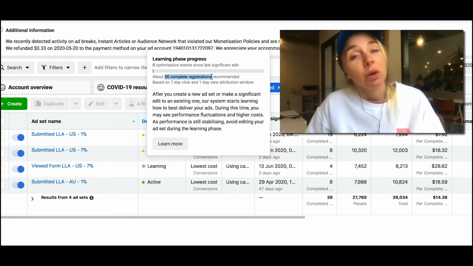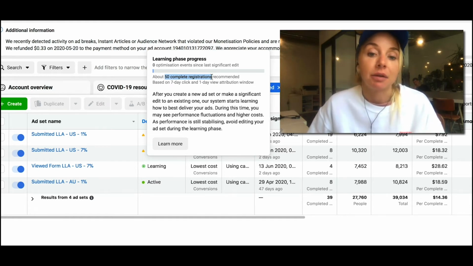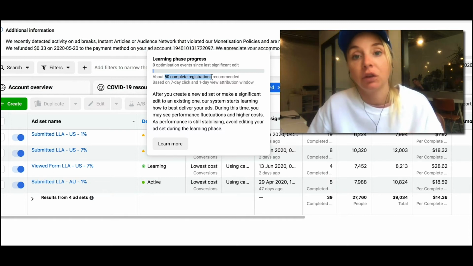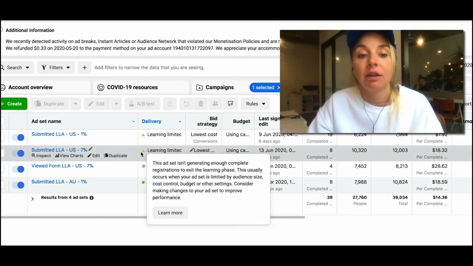Now this is kind of a rule of thumb, and I've seen ad sets get out of the learning phase a lot sooner than that. But if you don't have enough data and you don't have enough event triggers, what can happen is that Facebook will show you this learning limited status update. So here's the way to approach this.